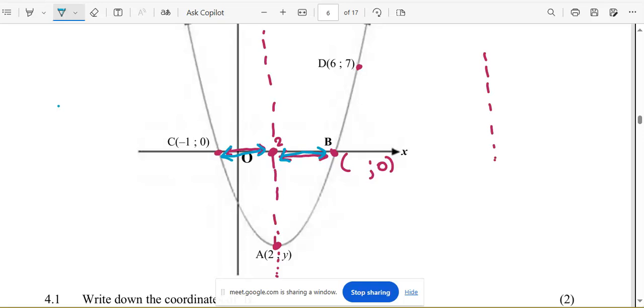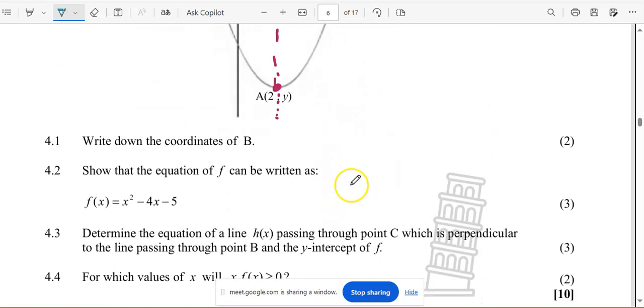So basically it's 3 points. So the distance this side is 3 units, right? So if the distance is 3 units, we need to move from 2 to B. We need to go 3 units. So it will be 2, 3, 4, 5. So this tells you that the x coordinate of B is 5. So to answer this question, I'm going to say the coordinate of B will be 5 and 0. Then you'll get 2 marks for that.